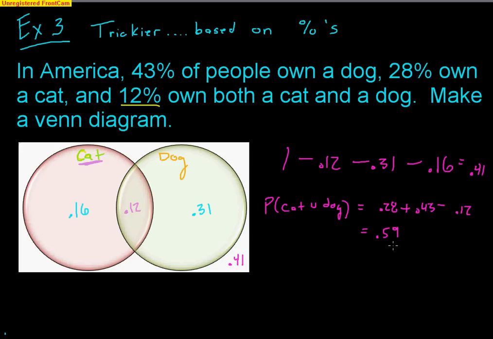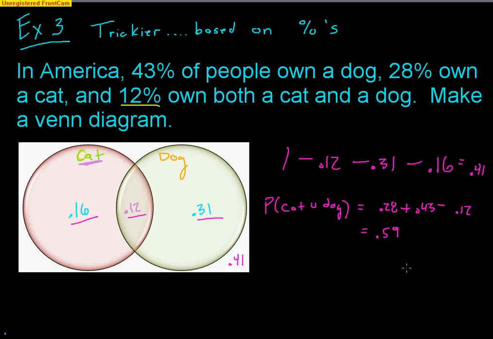Another way of finding that 59% would be taking the 16% that only own a cat, adding the 31% that only own a dog, and then adding the 12% that own both. Add those three numbers, you get 59%. It makes sense. And then if 59% of people own a cat or a dog, then obviously 41% don't own any or don't own either. So hopefully this video made probability really, really easy. Hopefully you understand the addition formula and why subtracting away the and is simple.